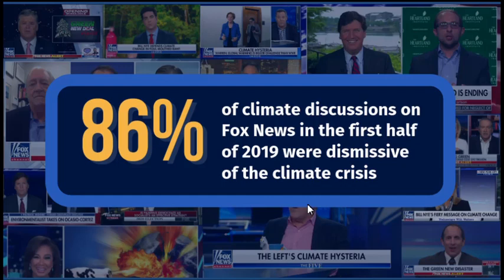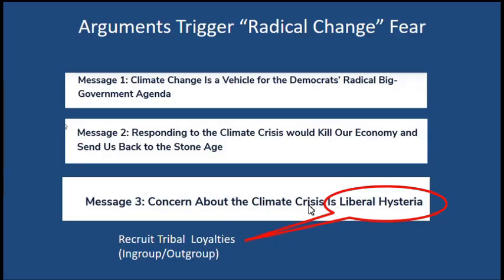And you might know, some 97% of scientists or more are convinced global warming is occurring and it's man-made. So how do they do this? They're trying to, I would suggest, trigger the radical change fear. So this analysis of these different media reports on Fox identified three different messages. One, that climate change is a vehicle for Democrats' radical big government agenda.